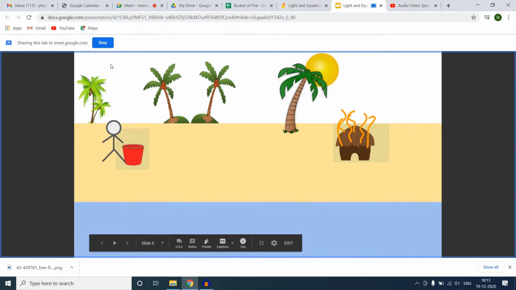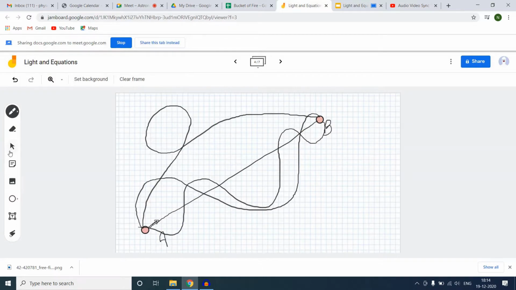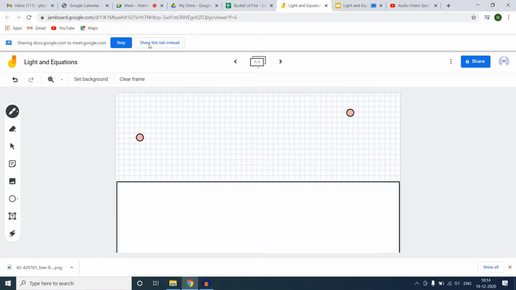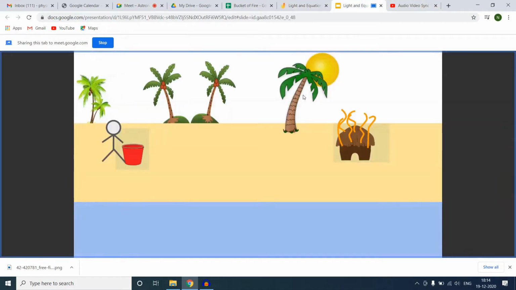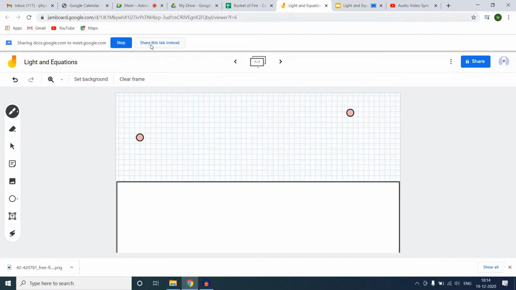Now, if you look at this point over here, the left dot, this is where Bob is. This is where his hut is. And he has to go from point A to point B and extinguish the fire, but he has to make a stop somewhere in between to pick up the water. Now the question is, which would be the best place to go?